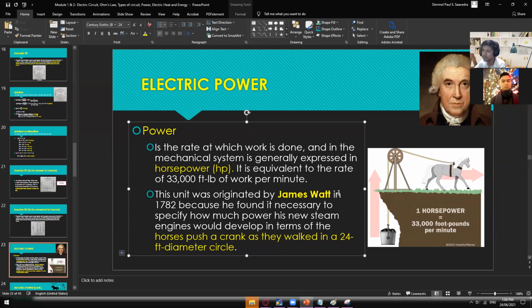This was discovered by James Watt in the year 1782, because he found it necessary to specify how much power his new steam engines would develop in terms of the horse pushing a crank as they walk in a 24 feet diameter circle. He experimented using an average horse, not so young, not so old. That horse was pulling a crank in a 24 feet diameter circle. With that experiment he found out that 1 horsepower is equal to 33,000 foot-pounds per minute.